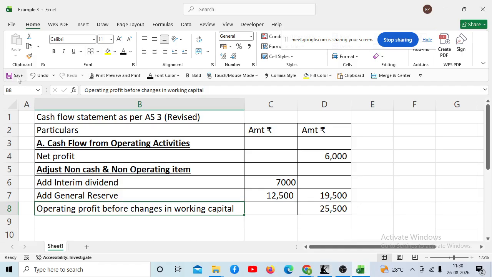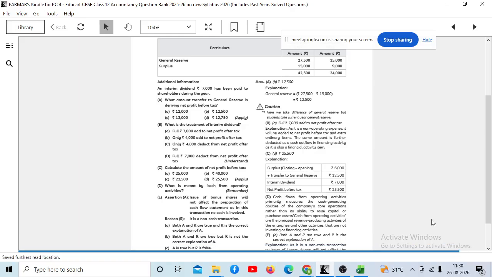Sir, I have confusion between profit after tax and before tax. How will we know it? Will they mention it? This is profit before tax because here they had not given us the tax part, no? So we had not deducted the tax. Okay, 25,500. Right? Yes.